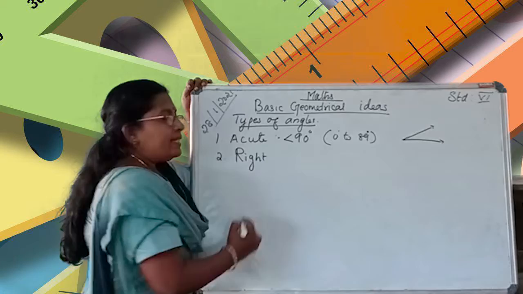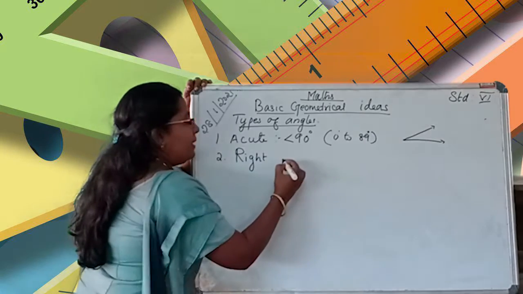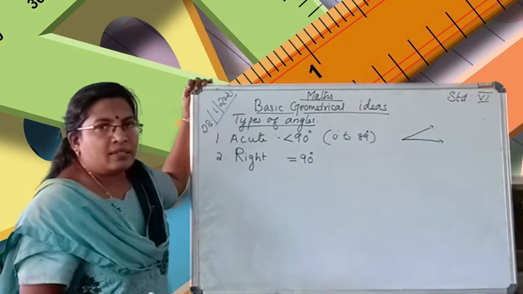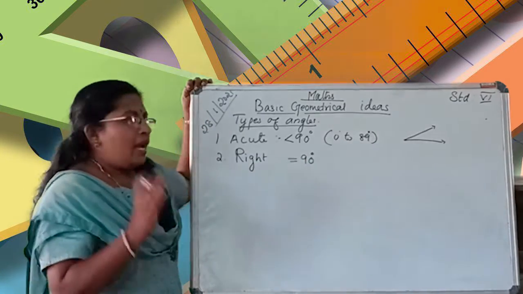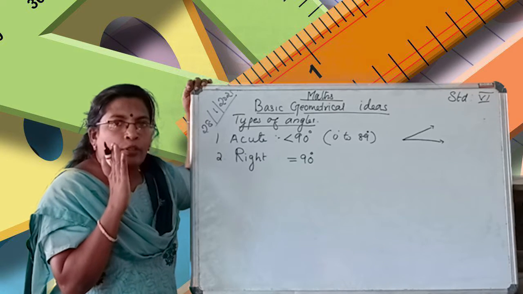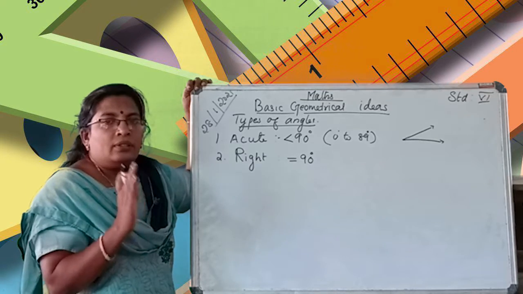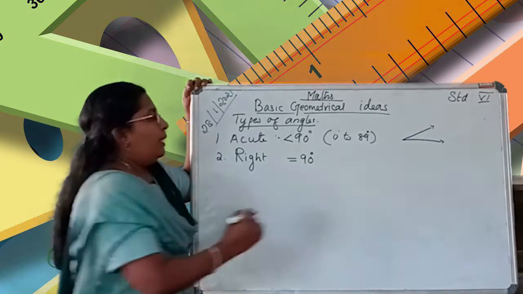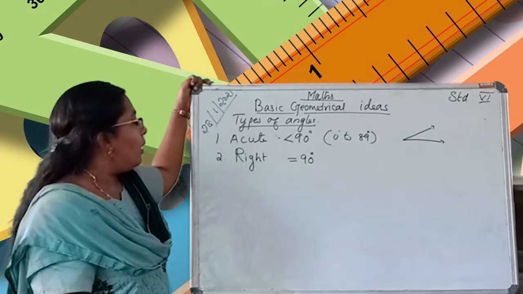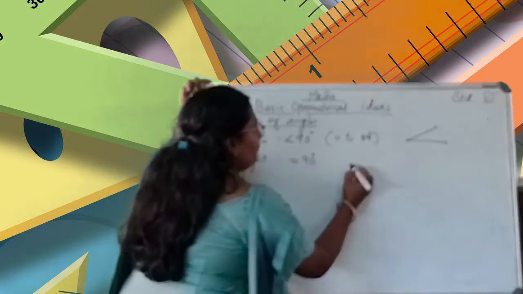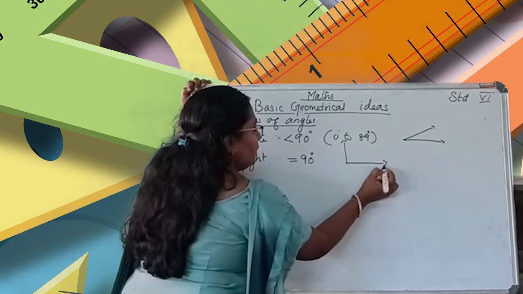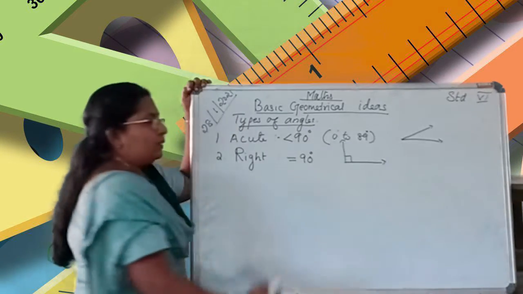Then right angle. Right angle is equal to 90 degree, not more, not less. Accurate 90 degree, not more, not less. The angle equal to 90 degree is called right angle. See here. They will mention it like this, 90 degree.